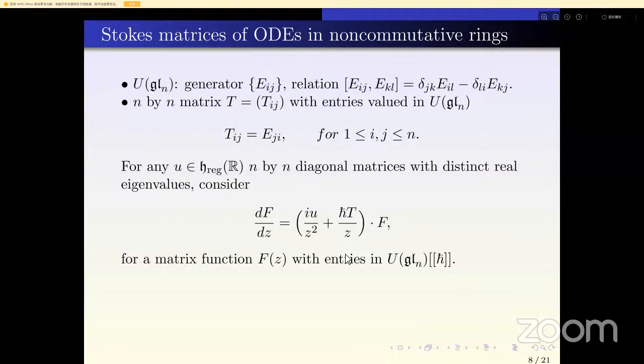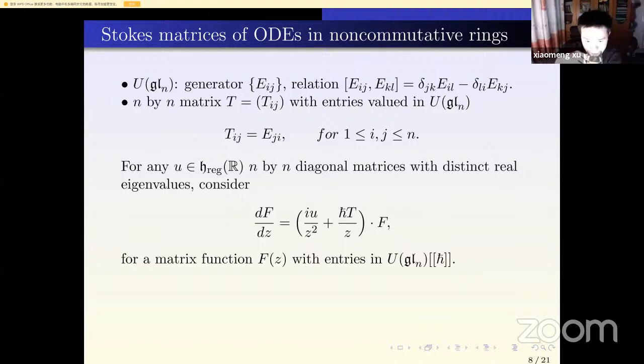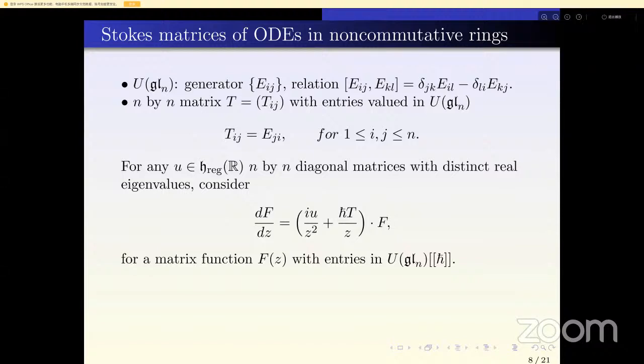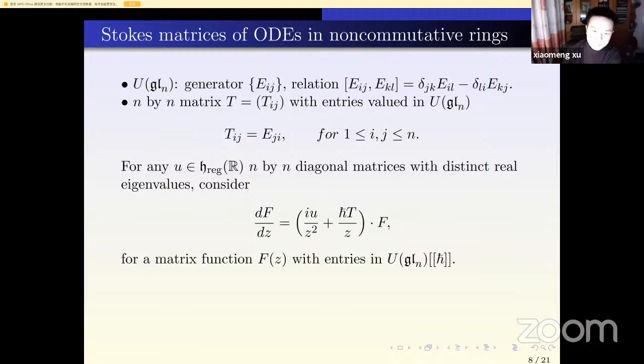So F is a matrix itself. What is the size? It is n by n. The size of T is also n by n. Basically, this is an n by n system whose coefficients live inside these non-commutative rings.